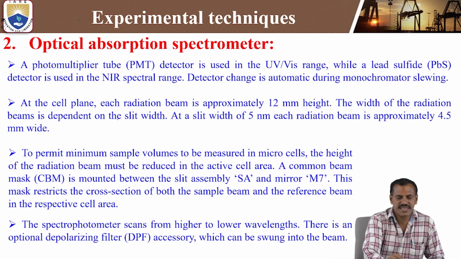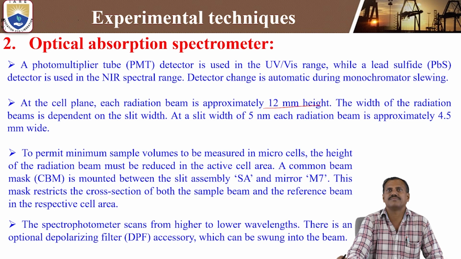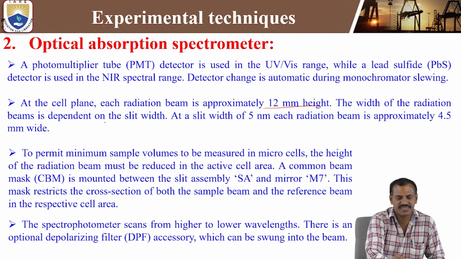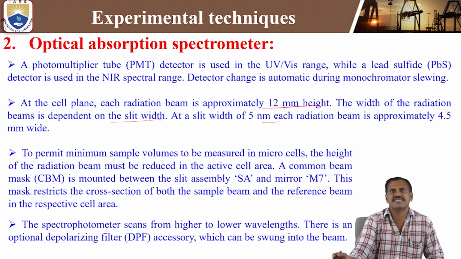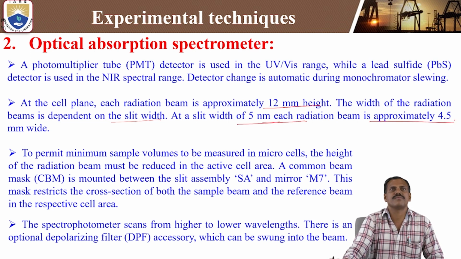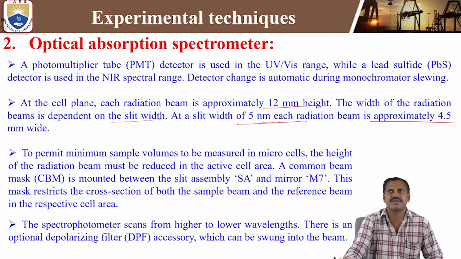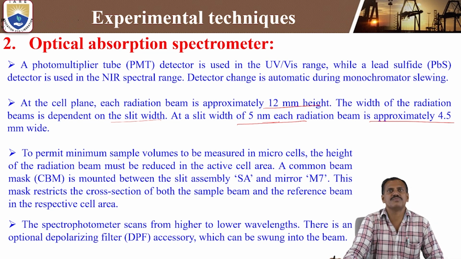At the cell plane, each radiation beam is approximately 12 millimeter in height. The width of the radiation beam depends on the slit width. At a slit width of 5 nanometer, each beam is approximately 4.5 millimeter wide. This permits minimum sample volumes to be measured in a microcell. The height of the radiation beam must be reduced in the active cell area.